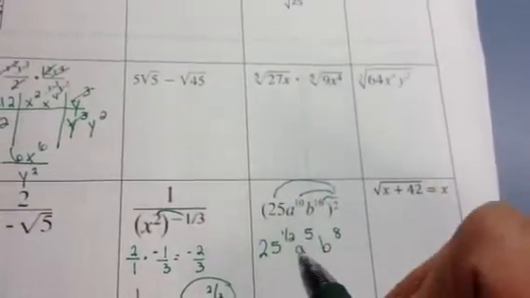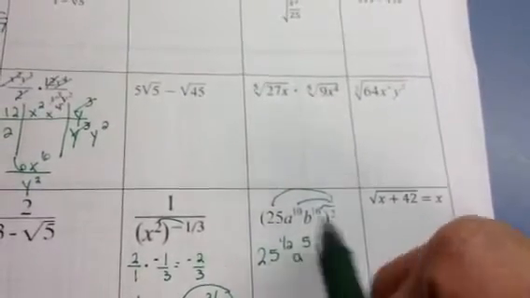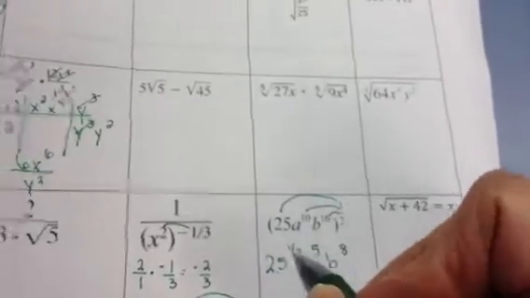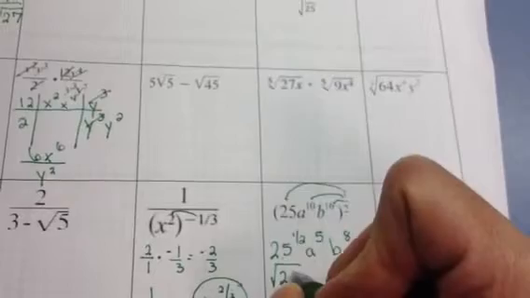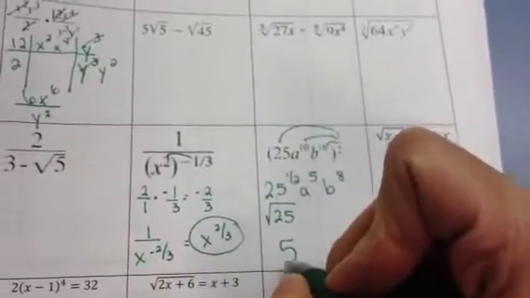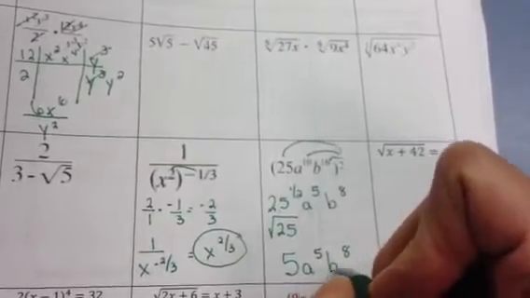And then I want to organize by the bases. Well, there's only one 25 base. There's only one a, there's only one b, so this is organized. And the only thing I can do at this point is realize that 25 to the 1/2 is like the square root of 25. So I want to turn that into a 5. And the a and b will stay like this. These do not have the same base.